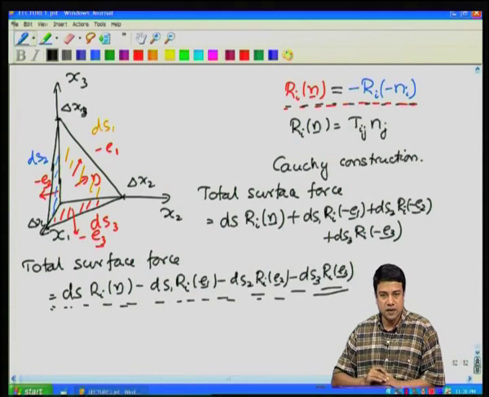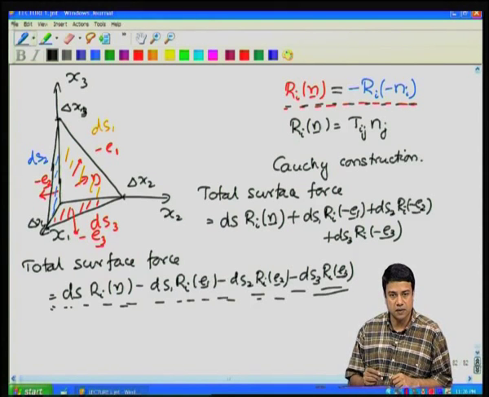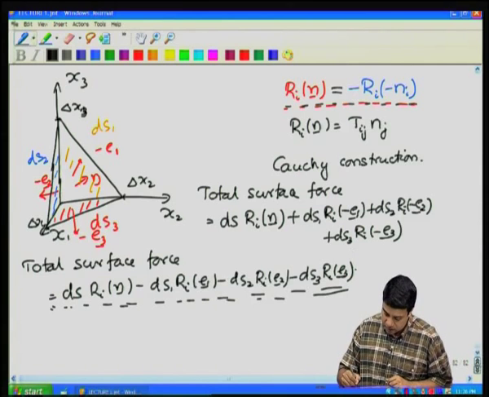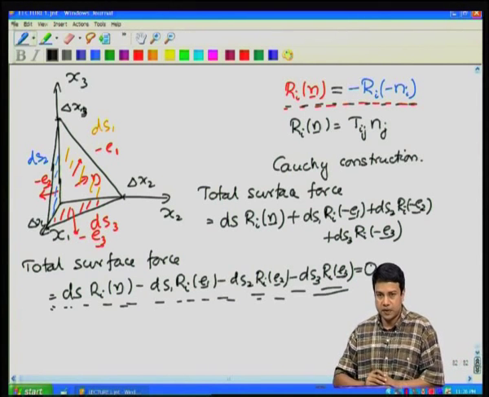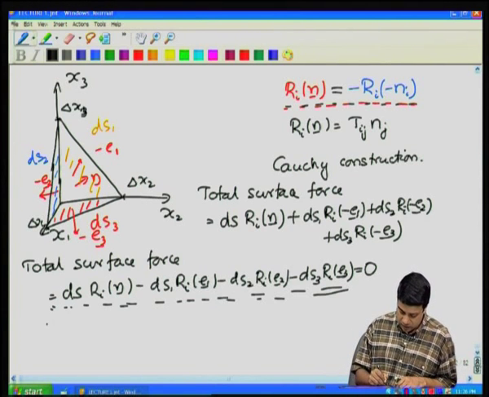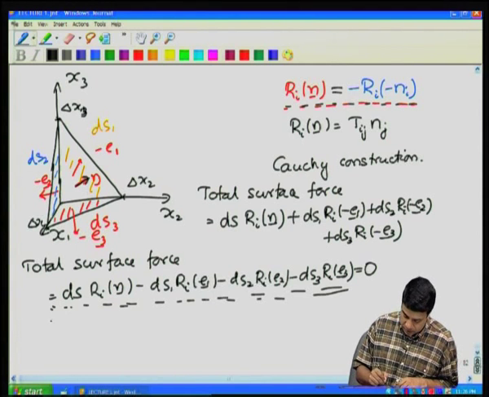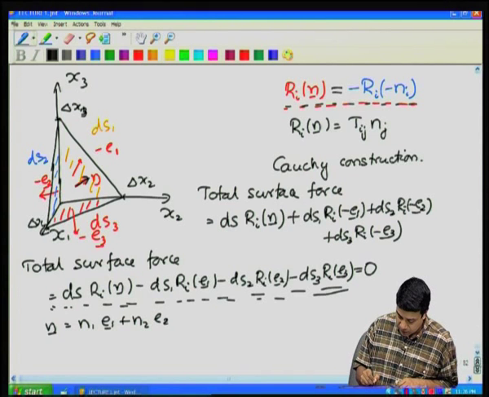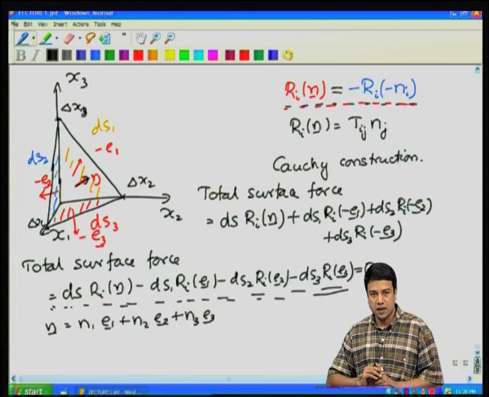Now, if this has to go to 0, then what is the condition? Okay. So, let us ask the condition, if this is equal to 0. Now, you know that this unit normal n to the surface has three components, n1 E1 plus n2 E2 plus n3 E3. Okay. n1 is the angle made by the unit normal with the x1 direction.